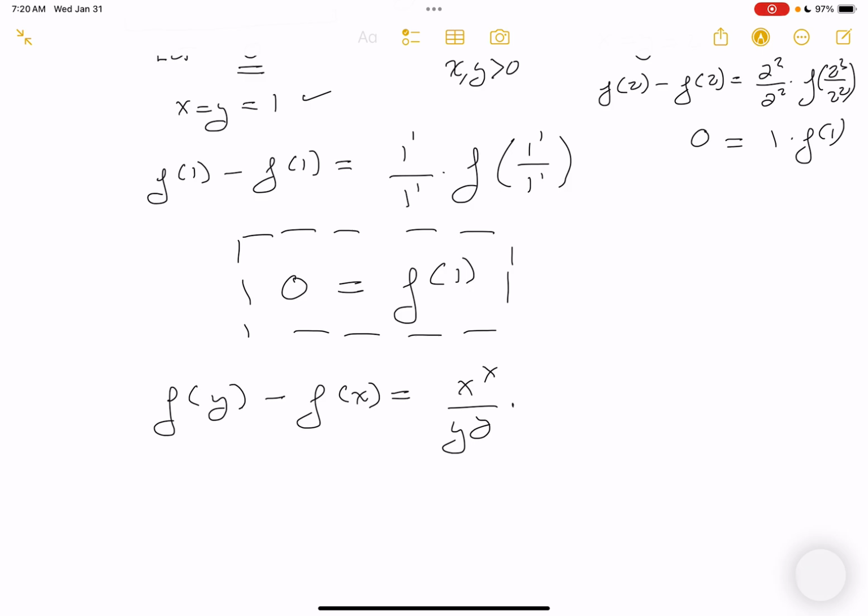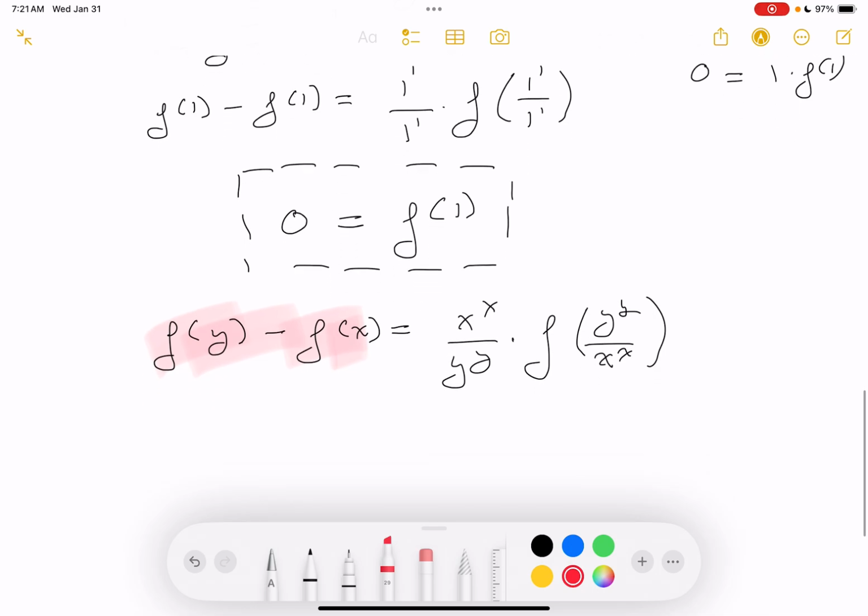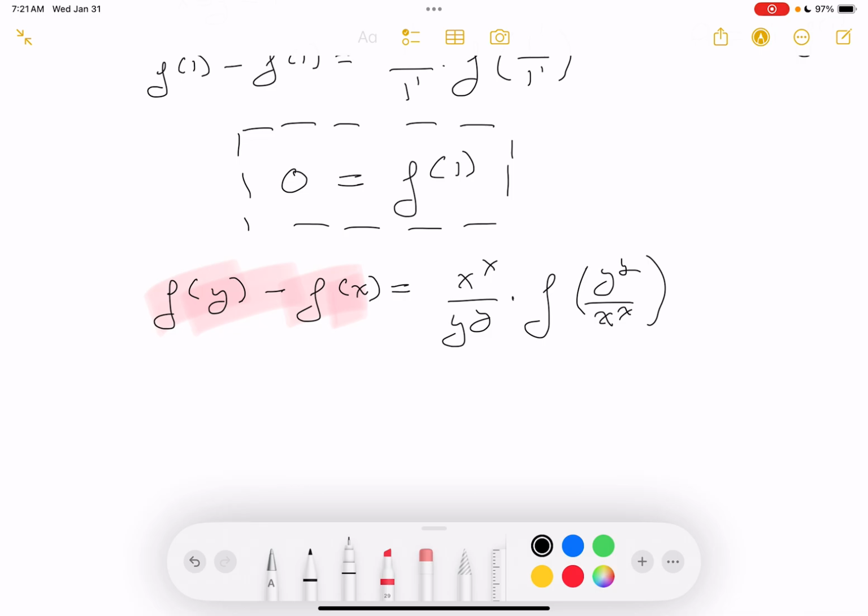Now let me tell you what I think I'm noticing. I'm looking at the left side. I'm looking at this, and this sort of looks like a derivative to me, but not really, because I'm missing things. And there are many ways to rewrite it.